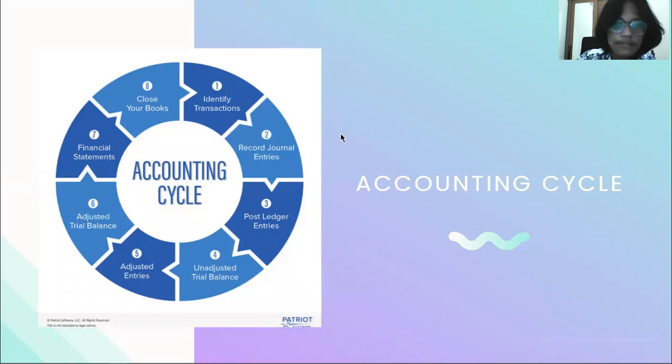What is the accounting cycle? The accounting cycle is a collective process of identifying, analyzing, and recording the accounting events of a company. It is a standard step-by-step process that begins when a transaction occurs and ends with its inclusion in the financial statement.